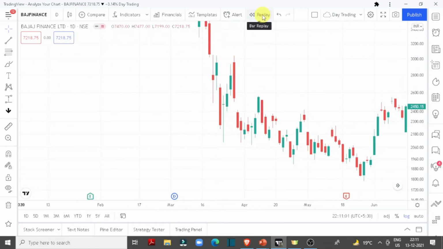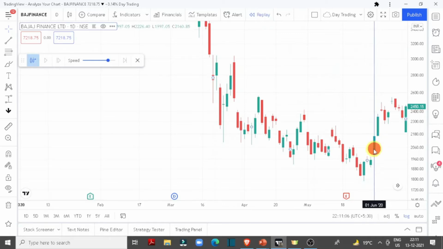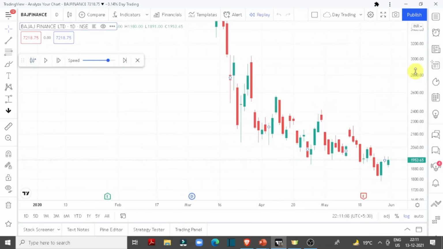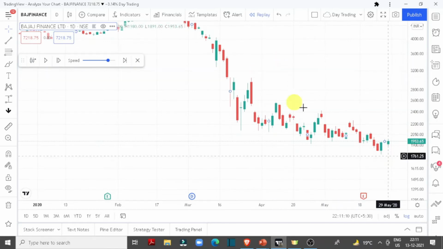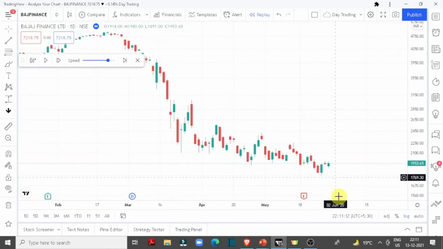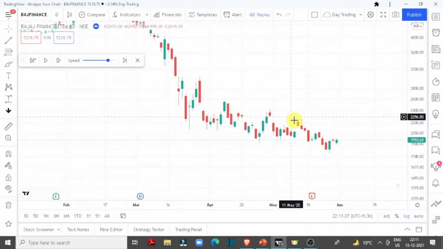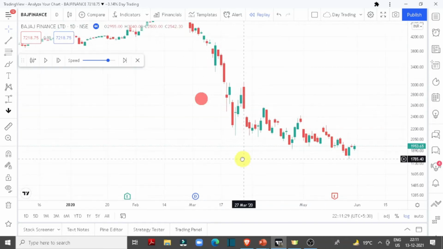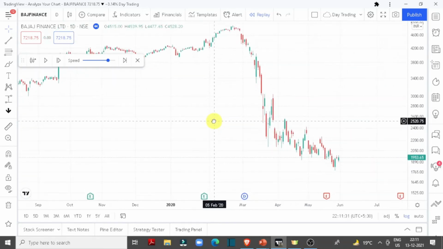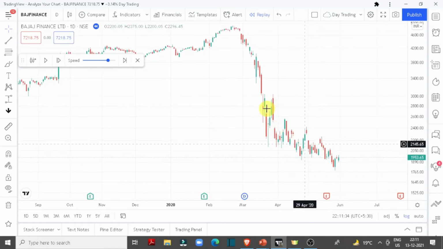So right now what I am going to do is that I am going to play a bar replay, right? So I have hidden all the data which is after June 2021. So you can see that this is the price action we have got, and suddenly the trend got changed, right? And the prices started going down.